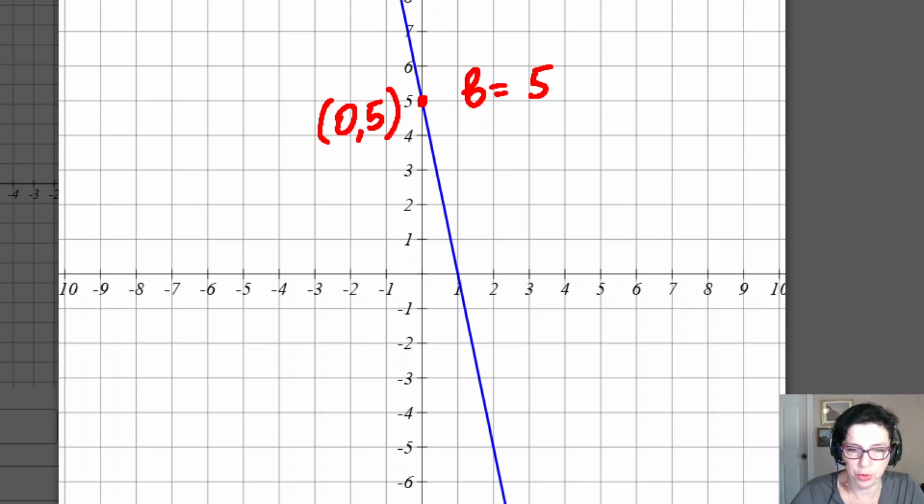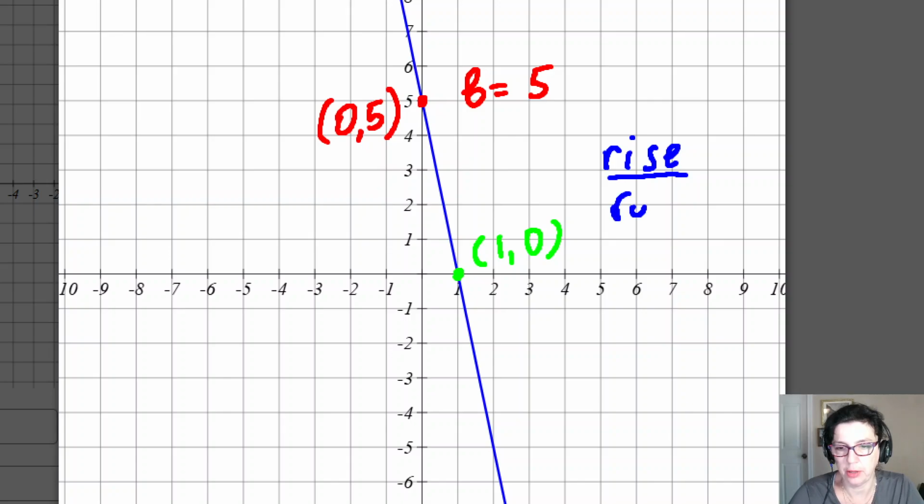Another point could be right here. I can see that it looks like it has integer coordinates. So that would be 1, 0, because we're going 1 to the right and we're not going up or down. And then to get the slope, remember, it's rise over run. So it's rise divided by run.